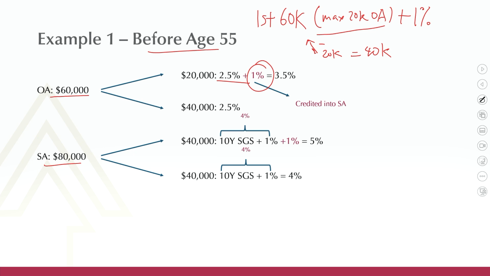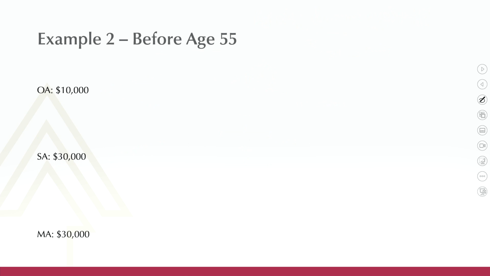So that's not what we want. So instead, the 1% is actually put back into our special account to help boost our retirement. Okay, so let's use another illustration. Example number 2. In this case, this person only has 10K in his ordinary account, 30K in special account, and 30K in MediSave account.